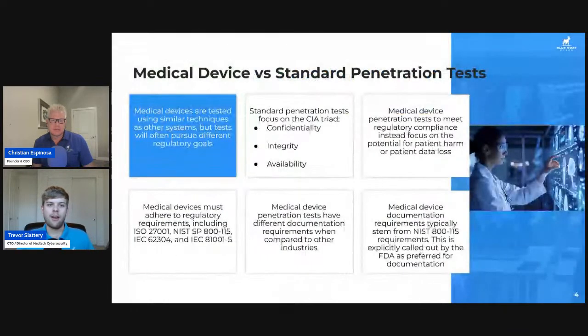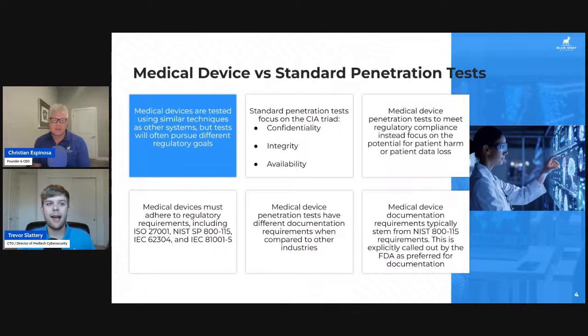One thing that I really want to talk about, and this is probably one of the biggest gray areas and areas of confusion with the current guidelines, is a medical device versus a standard penetration test. Standard penetration tests are looking for different goals compared to a medical device test. And so we have to do a little bit of different techniques to meet these goals. So medical devices are tested using very similar techniques as other systems, but we're pursuing different goals.